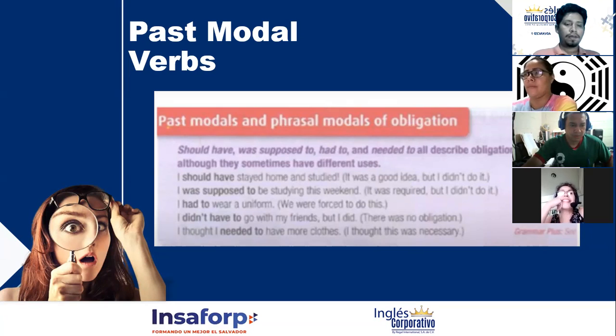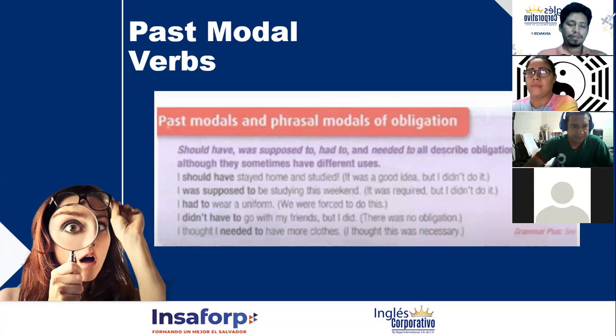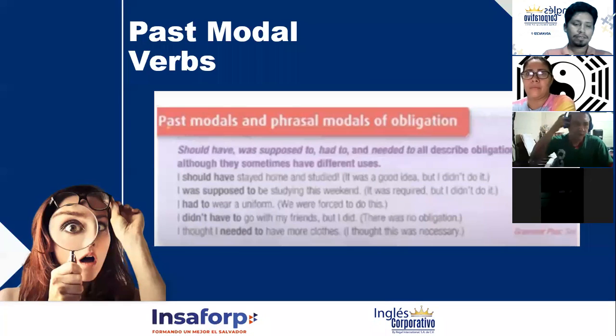Okay. Miss Galdames, have you ever seen these modal verbs? Mr. Morales.